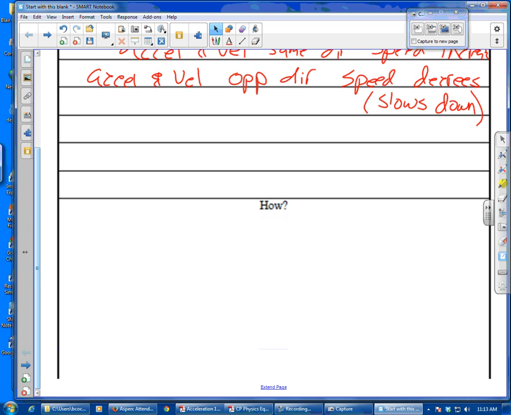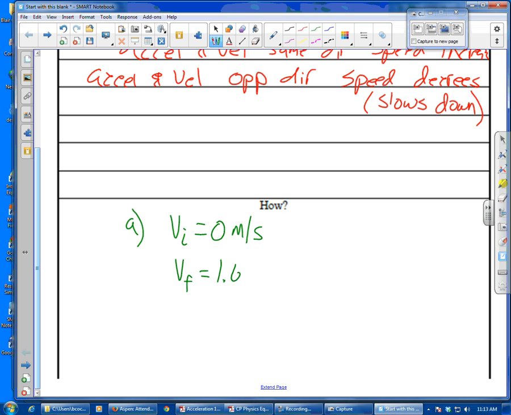All right? So, one thing you can do in the how, if it's useful to you, I like to draw pictures. I'm going to skip the picture this time and look at some of the things I know. For part A, I'm going to do an inventory. I know that she started with a velocity of 0 meters per second. They say she gets up to her V final, 1.60 meters per second, right? Her acceleration is 1.40 meters per second squared. The time, we don't know, right?